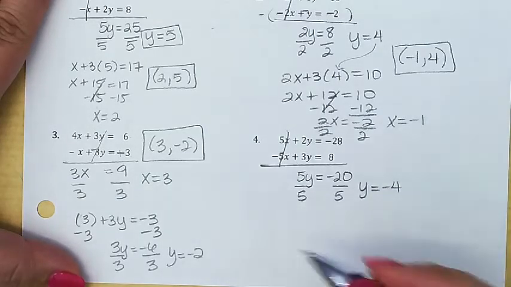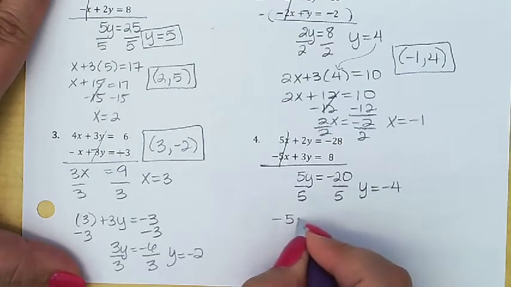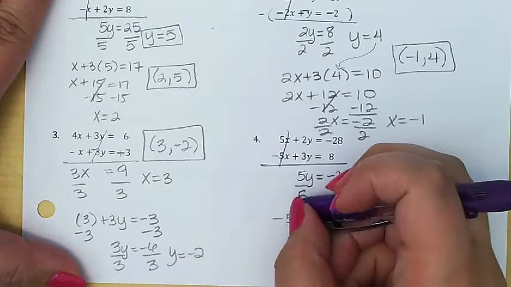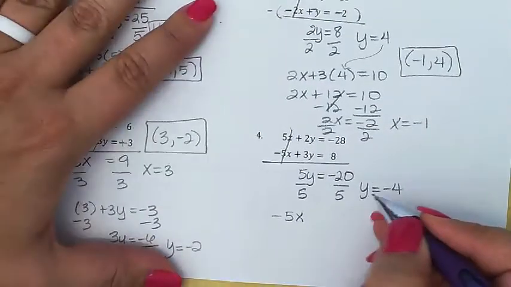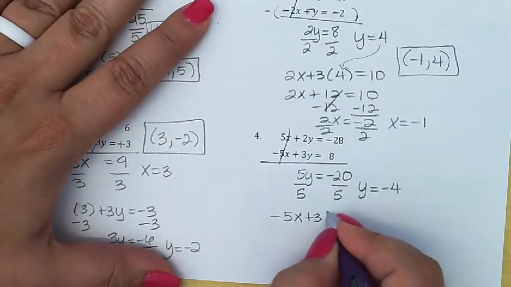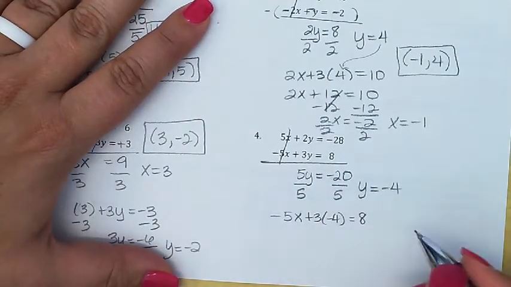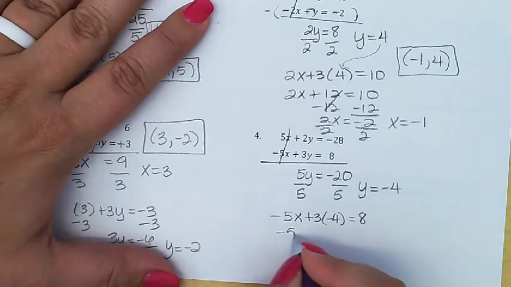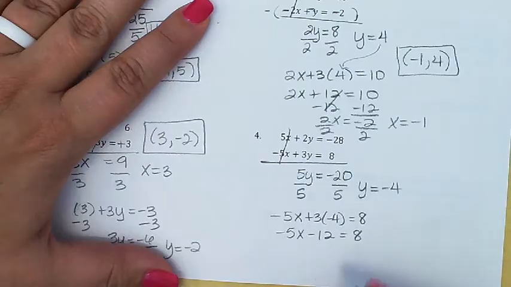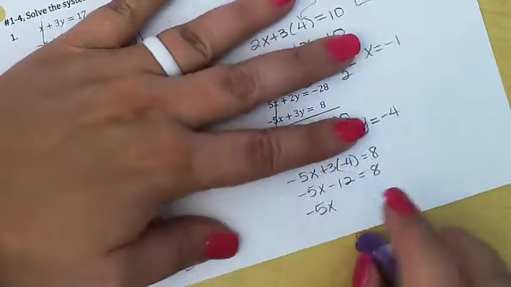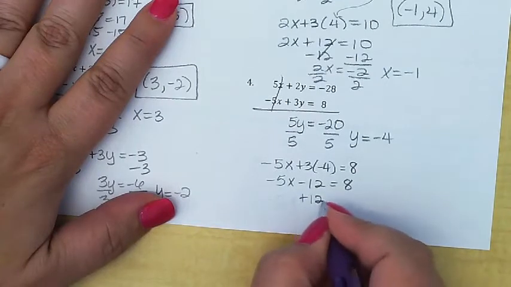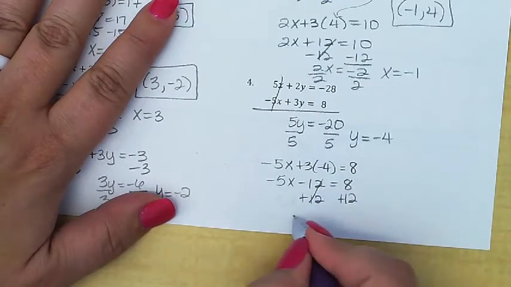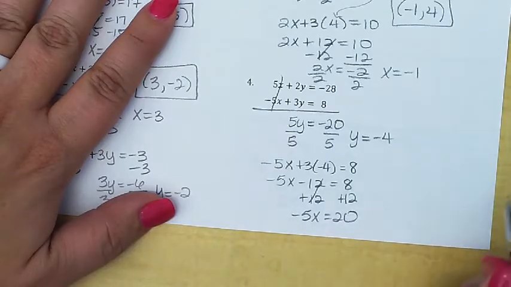And then when you plug that back in, it doesn't really matter which one you do it in. I'll do this bottom one. So I've got negative 5x, plus 3 times a negative 4 is equal to 8. So we'll simplify. See if what you got here follows along. You might have used the other equation, which is fine. To solve for x, we'll actually move the 12 first. So that's a negative 5x is equal to 20.